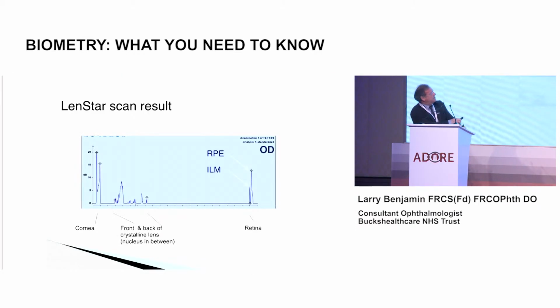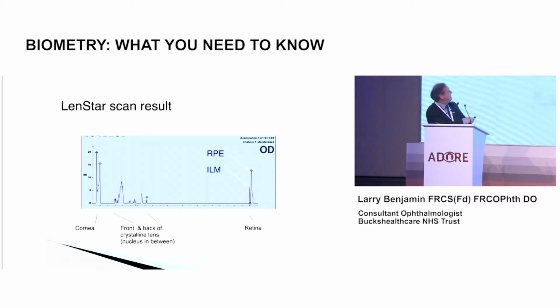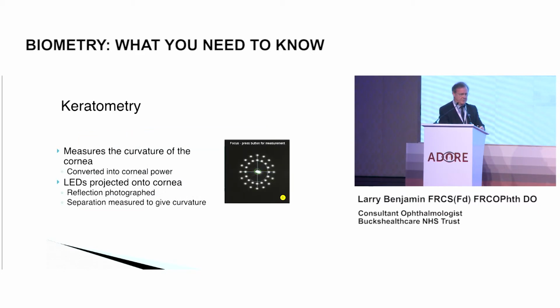And the typical Lenstar, similar to the IOL Master, the typical peaks that you see, you're now looking at the retinal pigment epithelium and the inner limiting membrane, so the readings are slightly different to ultrasound for that reason, but the peaks are usually pretty obvious, and the machine, as I said, is much more accurate than the ultrasound machine.